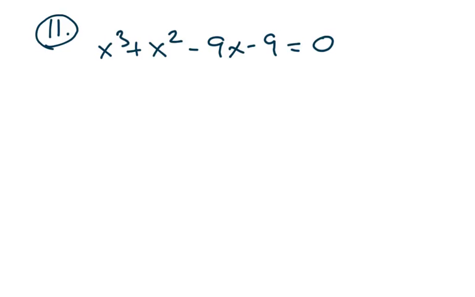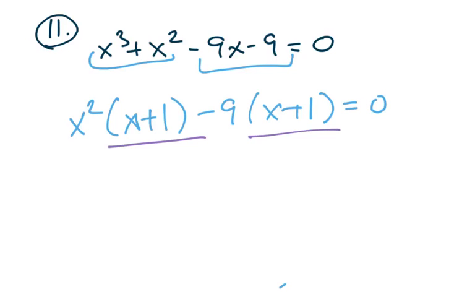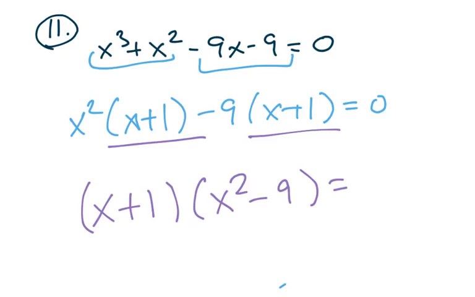And hopefully you've done that and realize again that we can pair these. So in the first two, I'm going to factor out an x squared. I'm going to be left with x plus 1. In the second two, I'm going to factor out a negative 9. And be left with x plus 1 in the back. Okay. Once more, x plus 1 and x plus 1 match up, so I'm going to factor that out. I'm going to be left with x squared minus 9 in the back part.